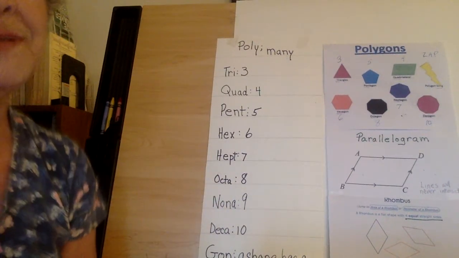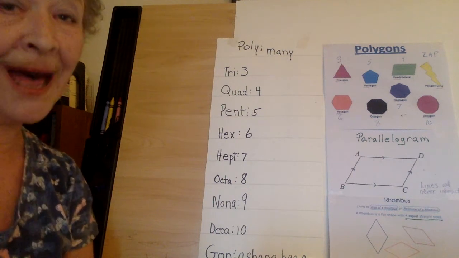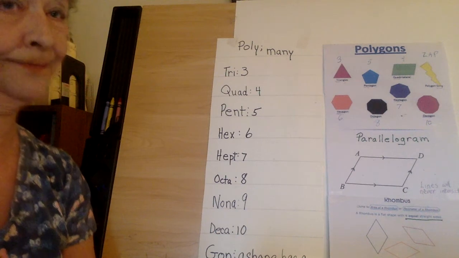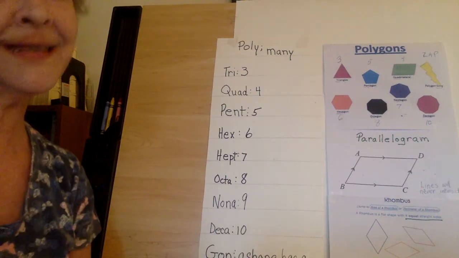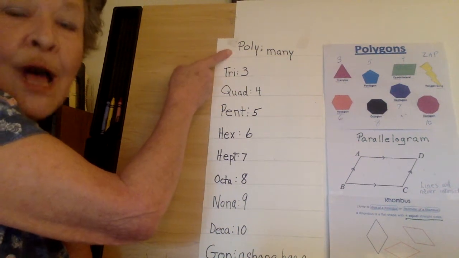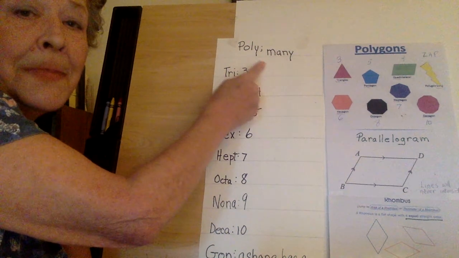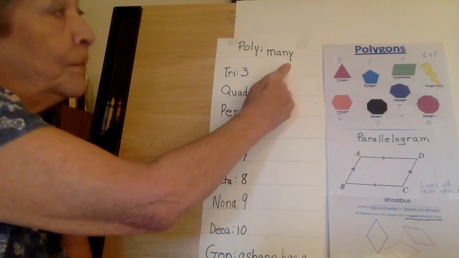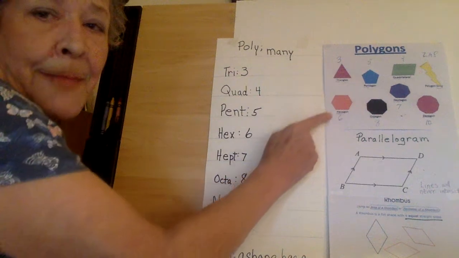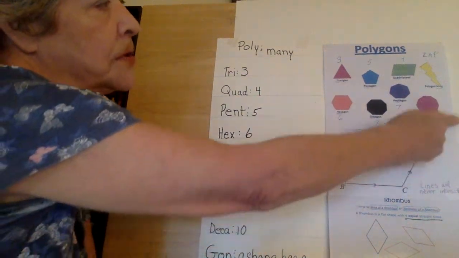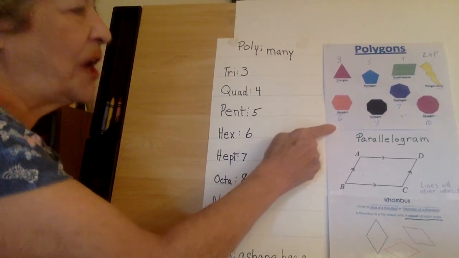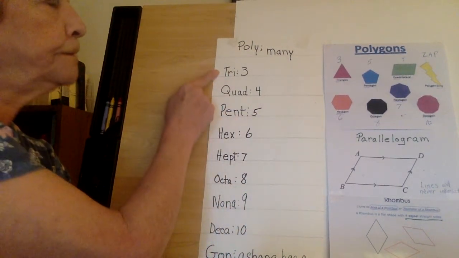There are more shapes that we need to learn about, and they are all geometric shapes. Look at this. Poly. Poly means many. Look at this. Poly means many. And we have many shapes here, don't we? Look at that. Oh, these shapes are so fun.